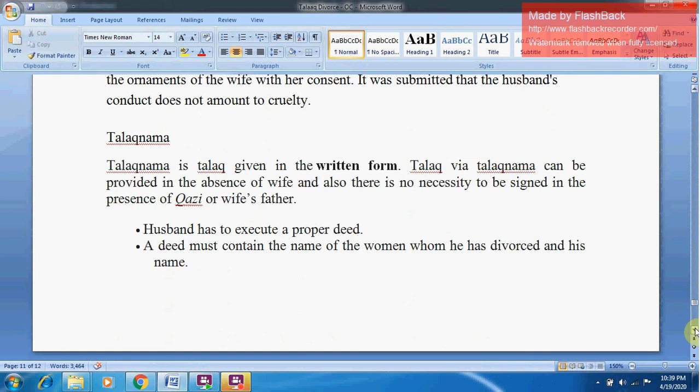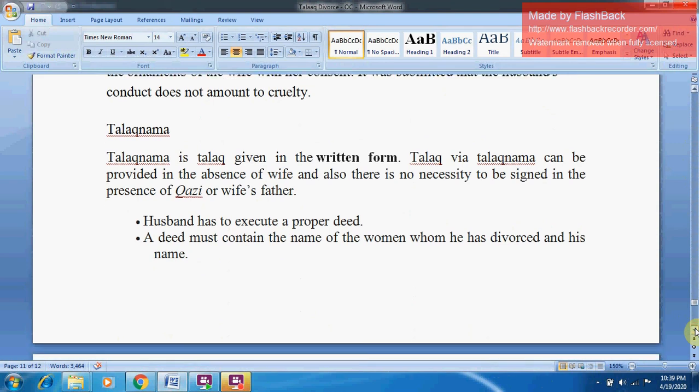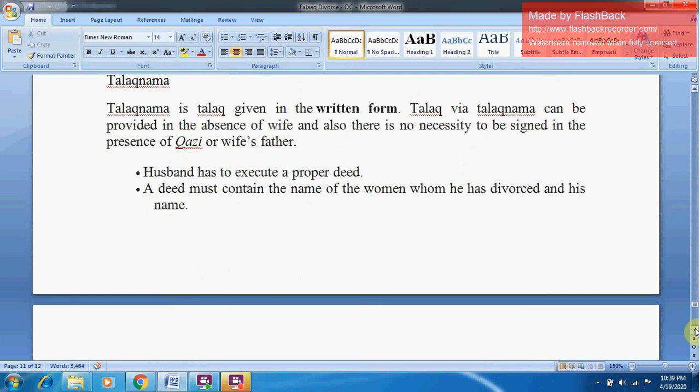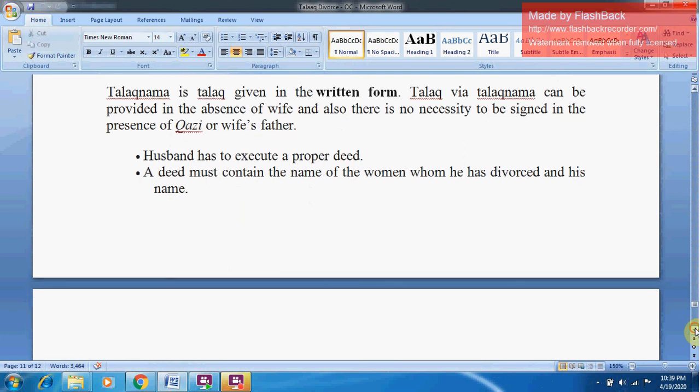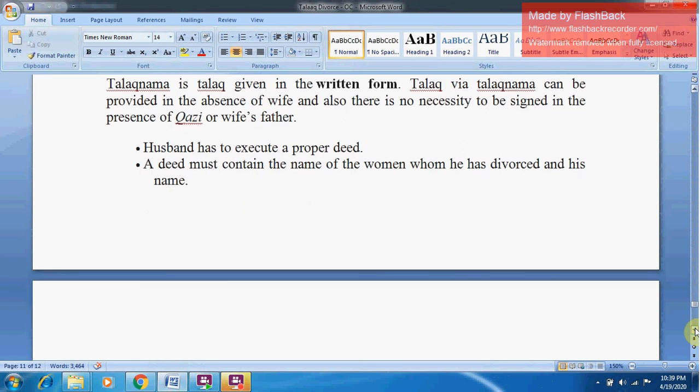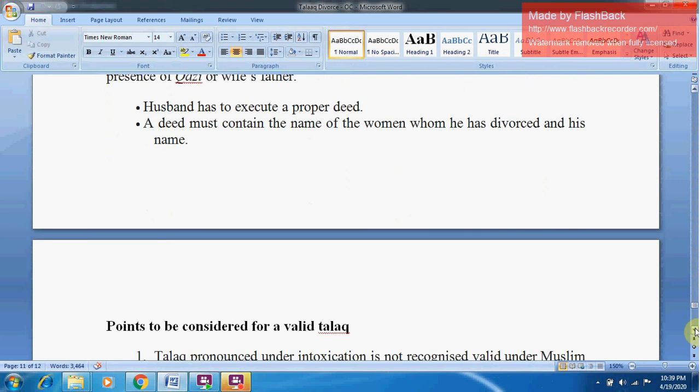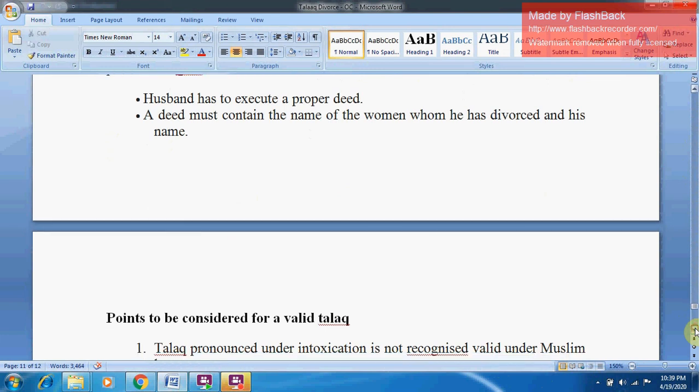Now we will see what is Talaq-Nama. Talaq-Nama is a talaq given in written form. Talaq-Nama can be provided in the absence of the wife, and there is also no necessity for it to be signed in the presence of the Qazi or the wife's father. Number 1, the husband has to execute a proper deed. Number 2, the deed must contain the name of the woman whom he has divorced and his own name.